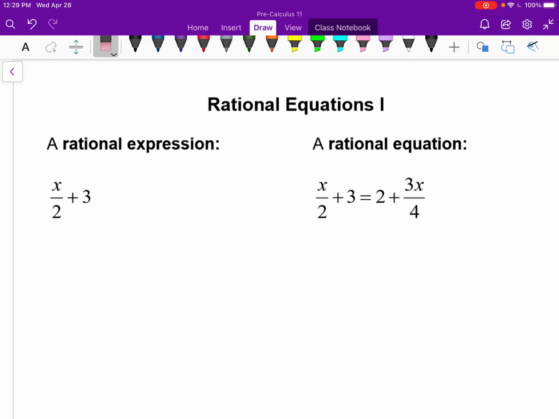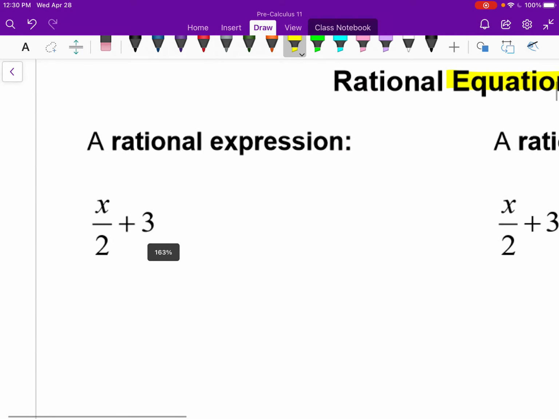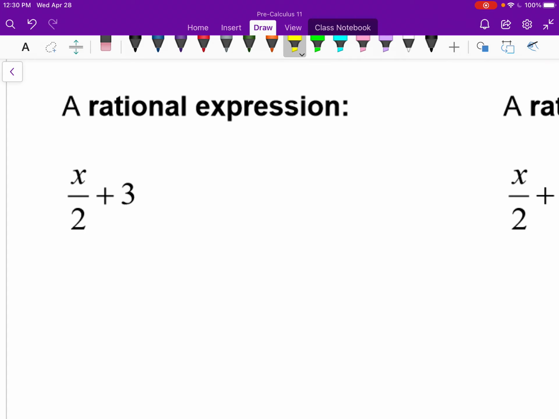All right, so this is the first of the last couple lessons in this unit, in which our focus becomes looking at rational equations instead of expressions. So what's the difference? Well, a rational expression is what we've been dealing with for the last several lessons, and an expression doesn't equal anything, in essence. There's no equal sign. It's just, in this case, x over 2 plus 3.